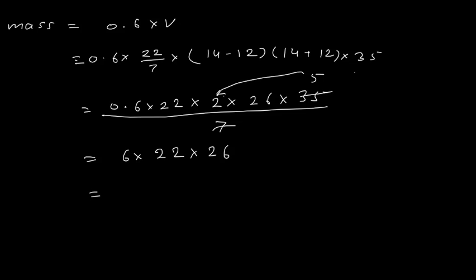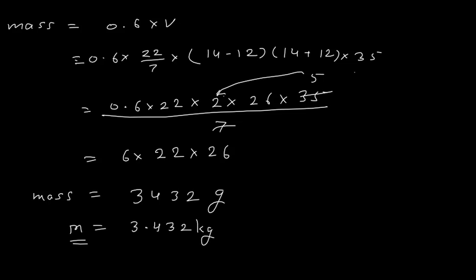You multiply and the answer which you will get is 3432. So 3432 gram is total mass. Now you can convert it into kilogram by dividing by 1000. So this is 3.432 kilogram. This is total mass.